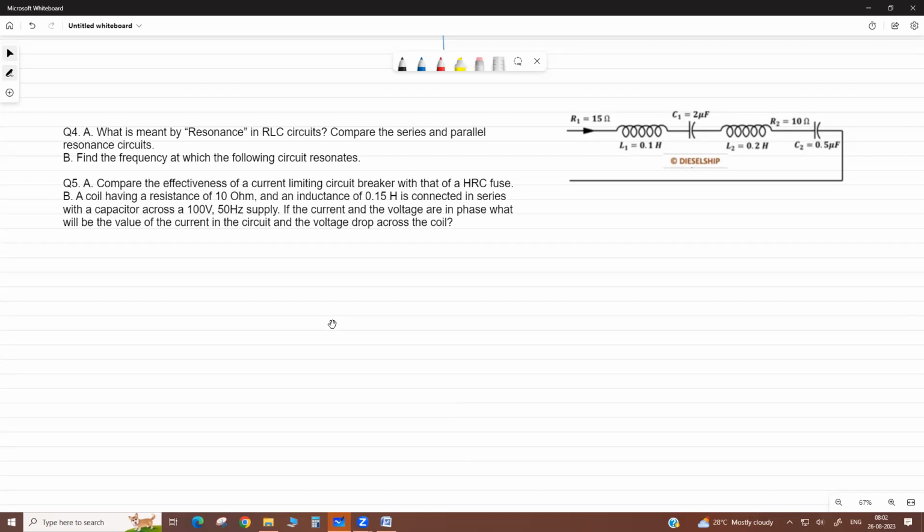In series resonance, the power factor is unity. In parallel resonance, the power factor is also unity. Both have a unity power factor. But the current is different and the impedance is different. Okay. Now in series resonance, voltage magnifies the voltage across the inductor and capacitor. But in parallel resonance, it magnifies the current, not the voltage. So this is the comparison, please.